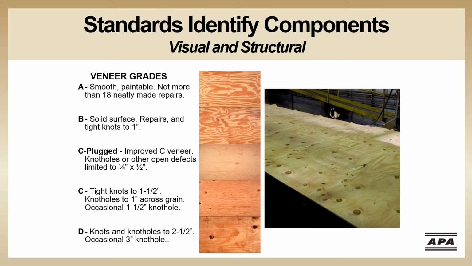A and B veneers have solid faces with limited repairs and knots. C and D veneers have allowable voided areas of wood with C grade openings limited to mostly 1-inch knot holes and D grade limited to mostly up to 2.5-inch knot holes.